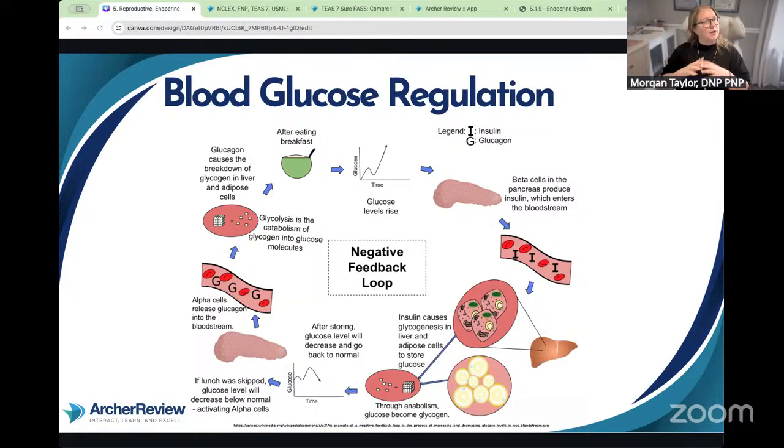What you need to know is that the level of glucose in your blood goes up, and the body says, "Ooh, that's a little too high. I need to make a hormone that will bring that back down." We know the pancreas is what does that. That's the organ. It makes insulin. Insulin brings the glucose back down, okay? And then we're back to the middle.